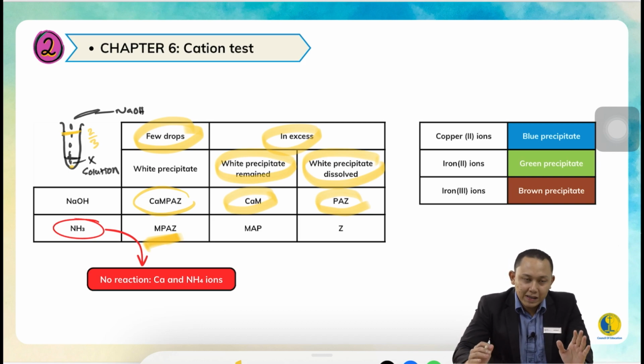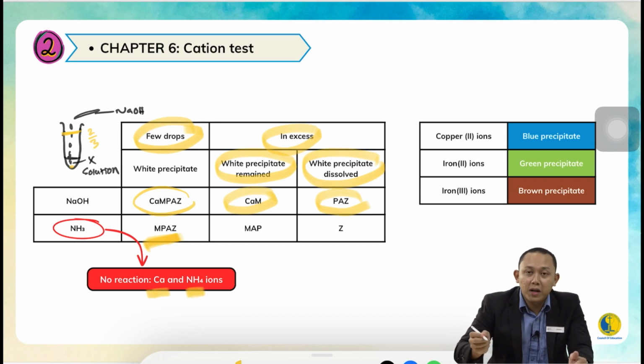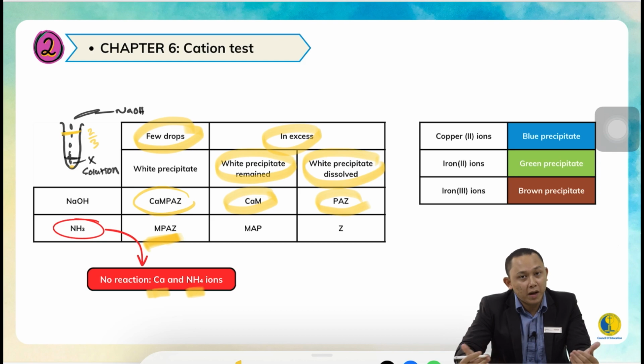So let's say you add a few drops of ammonia solution and nothing happens. There is no precipitate, nothing happens at all. That means your solution could contain calcium ions or ammonium ions. Okay, next one.